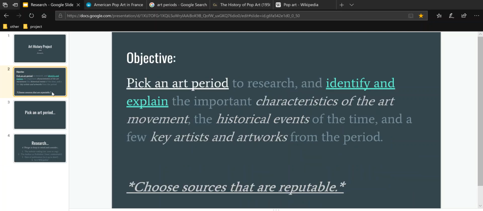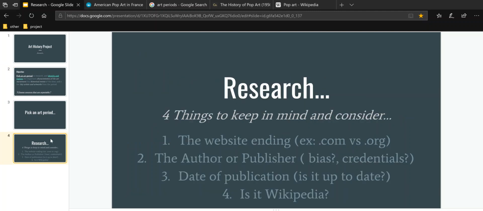Just a recap of the objective: we're going to pick an art period, identify and explain 3 things: the characteristics of the movement, the historical events, and the key artists and artworks from the period. Remember, pick good sources. That's the major goal of this research project. It's to learn how to research and to keep the things we've talked about in mind.